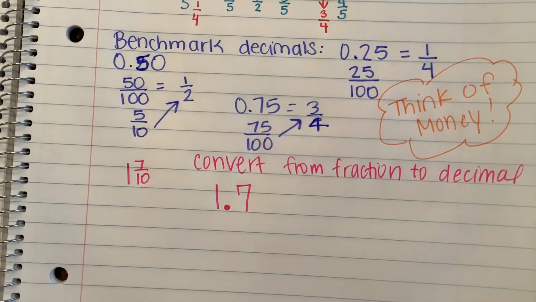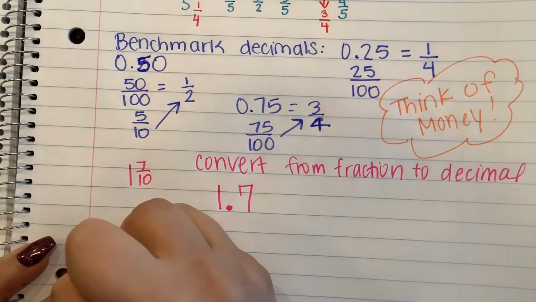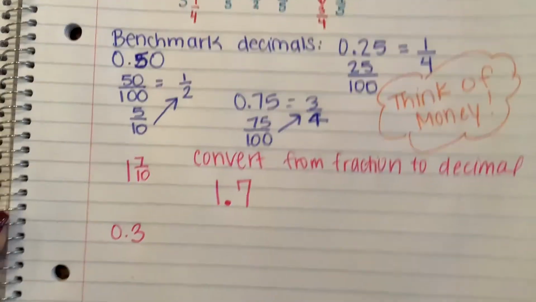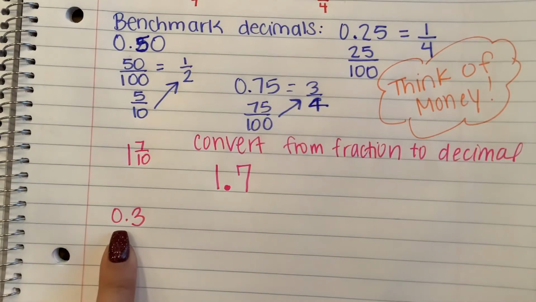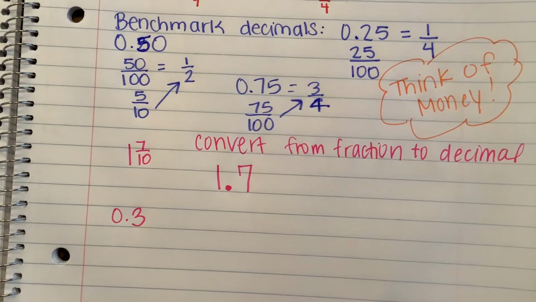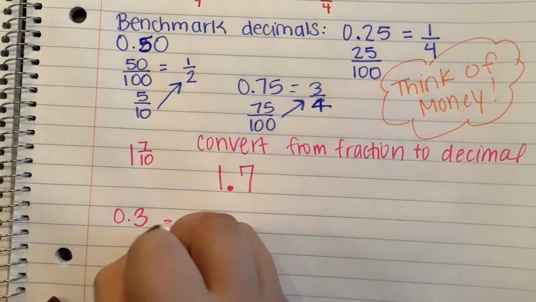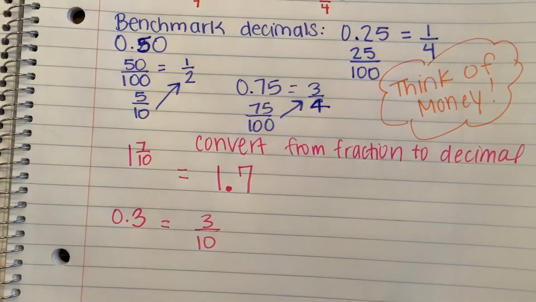Okay? What if I gave you this decimal? Could you tell me that as a fraction? If I gave you this decimal, if you read it mathematically, that would be 3/10. So you could put 3/10 as your answer. Now try this one.